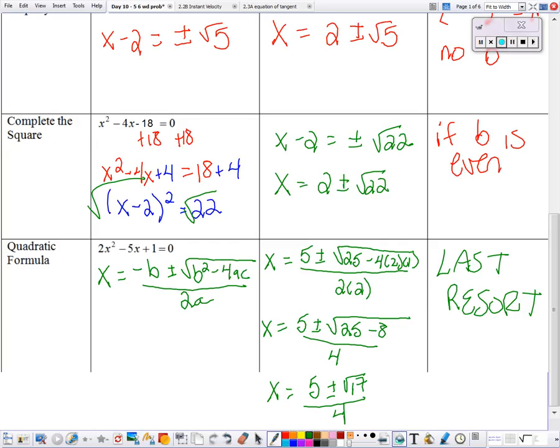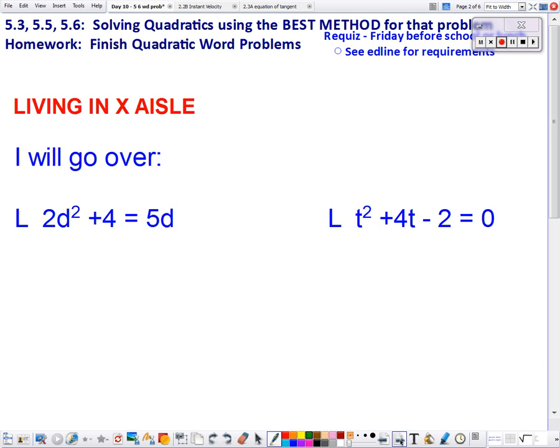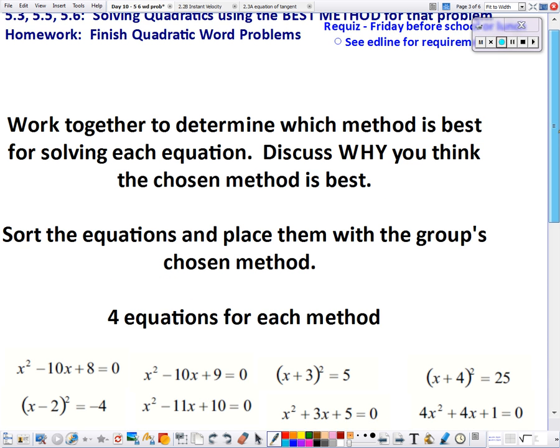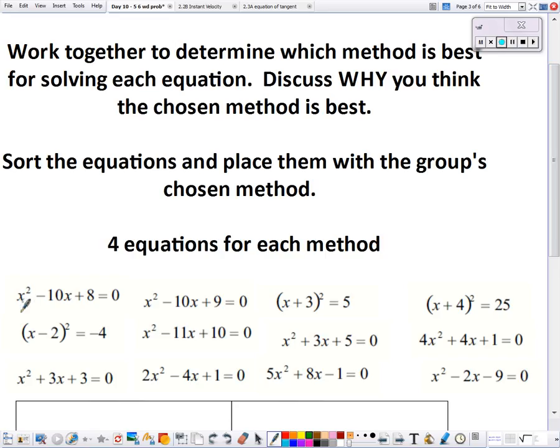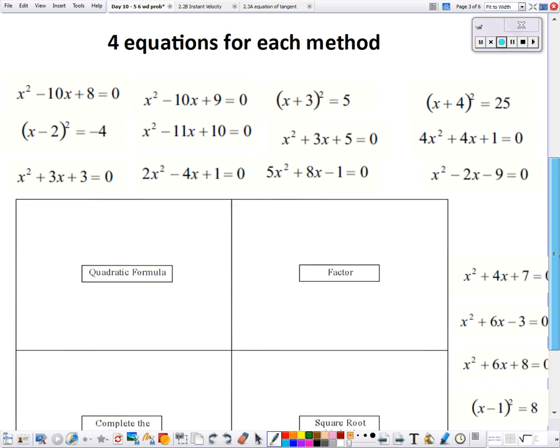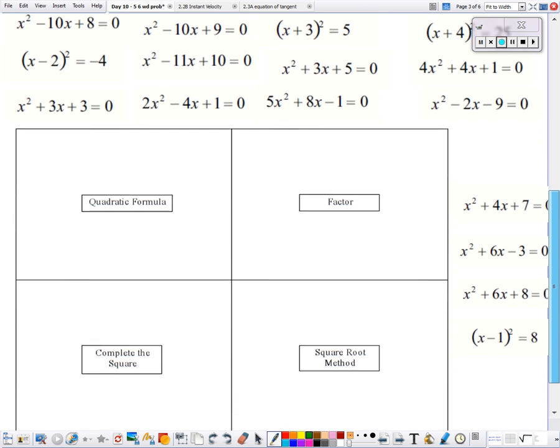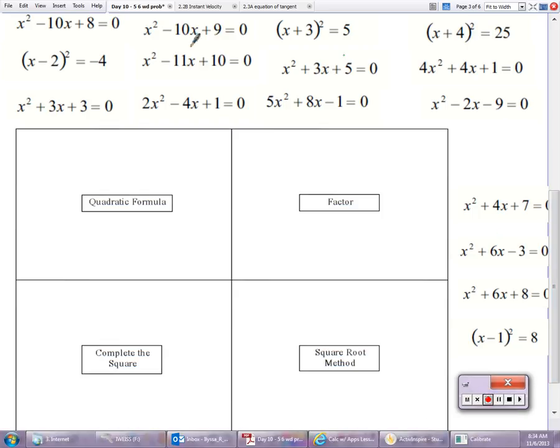Now on the back of the same paper, you have 16 equations. You have to decide, and you're going to work with a partner near you, which equation goes for which method. So on your paper, you have to categorize all of your equations, whether it's best solved by the quadratic formula, factoring, the square root method, or completing the square. So we're going to pause the video here so that you can do that.